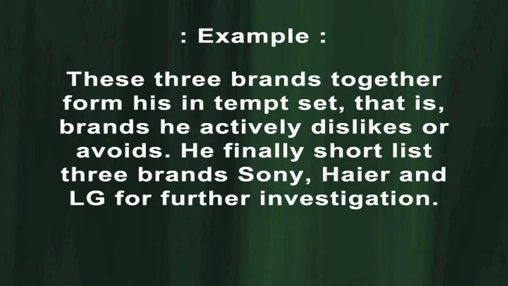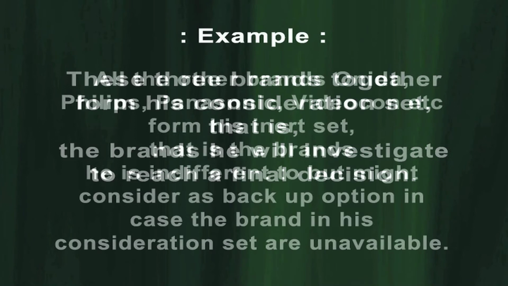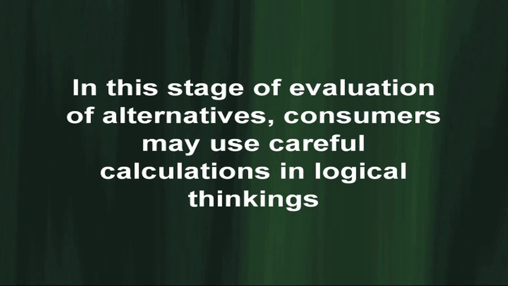These 3 brands together form his in-depth set, that is, brands he actively dislikes or avoids. He finally shortlists 3 brands, Sony, Haier and LG, for further investigation. These 3 brands together form his consideration set, that is, the brands he will investigate to reach a final decision. All the other brands, Onida, Philips, Panasonic, Videocon, etc., form his inert set. That is, the brands he is indifferent to but might consider as a backup option in case the brands in his consideration set are unavailable. In this stage of evaluation of alternatives, consumers may use careful calculations and logical thinking.